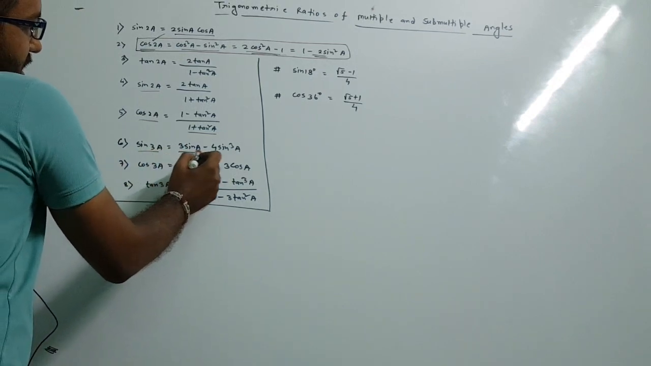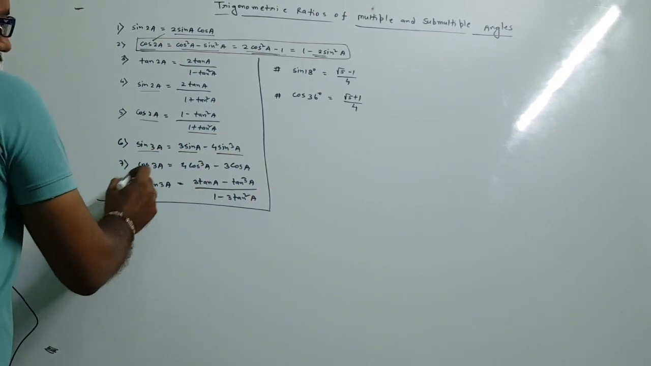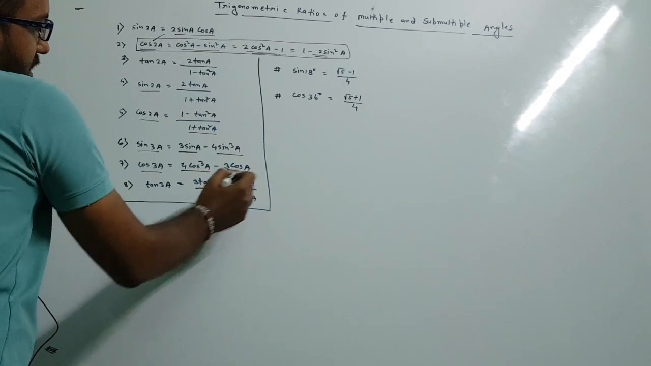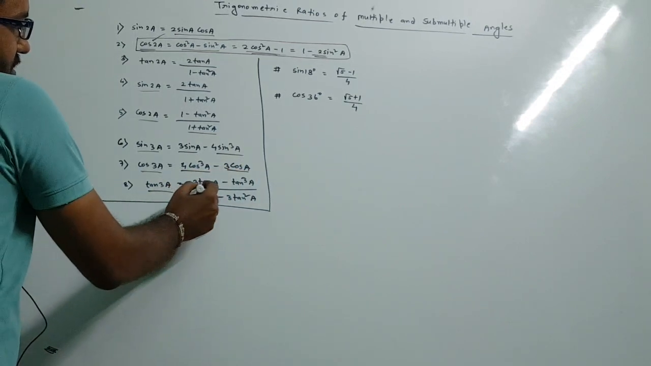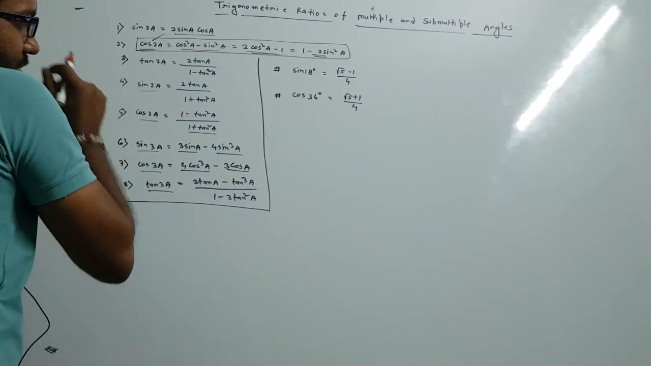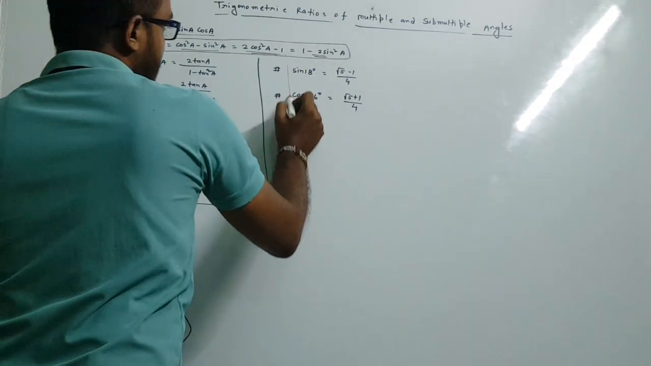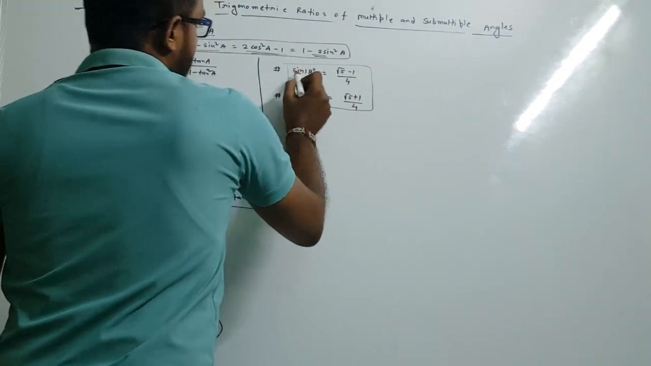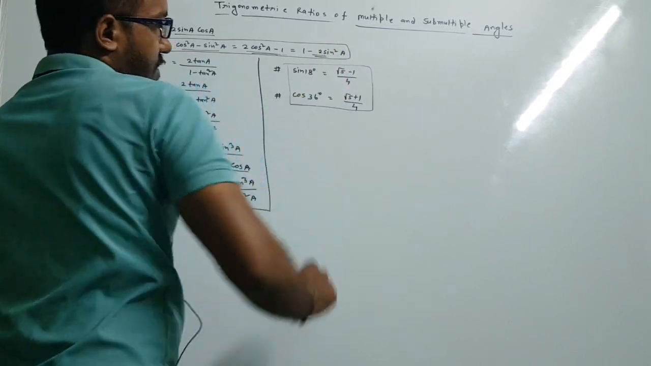Sin 3A is 3 sin A minus 4 sin cube A. Cos 3A is 4 cos cube A minus 3 cos A. Tan 3A is (3 tan A minus tan cube A) by (1 minus 3 tan square A). Remember these formulas. Sin 18 degree is (root 5 minus 1) by 4.